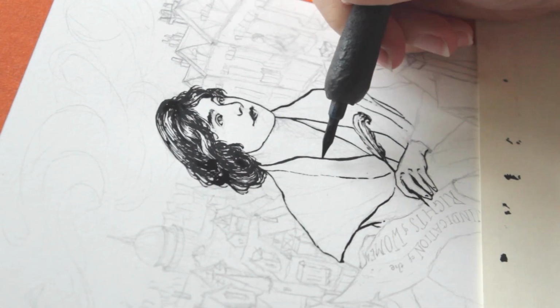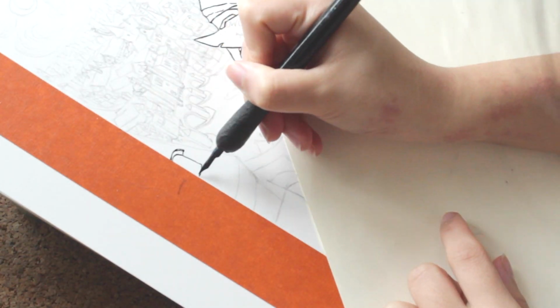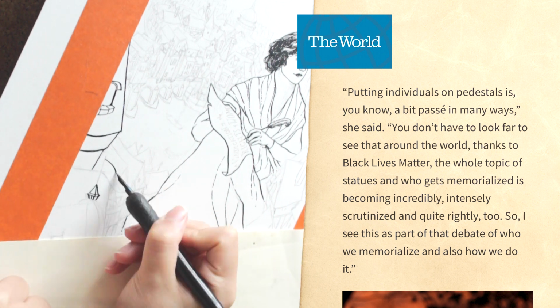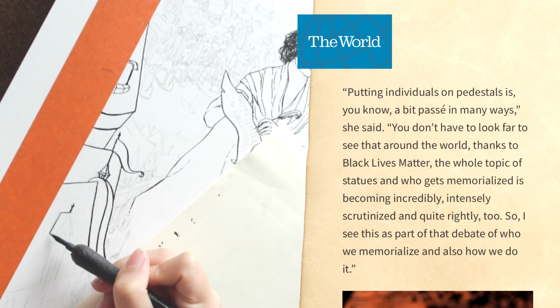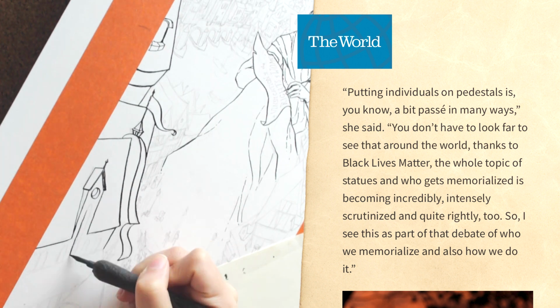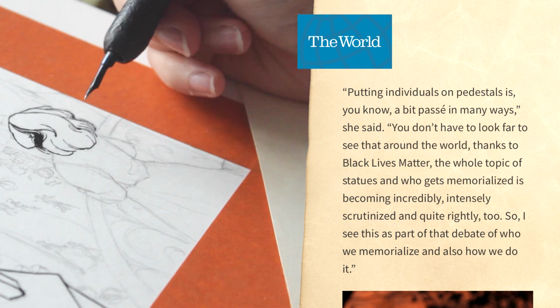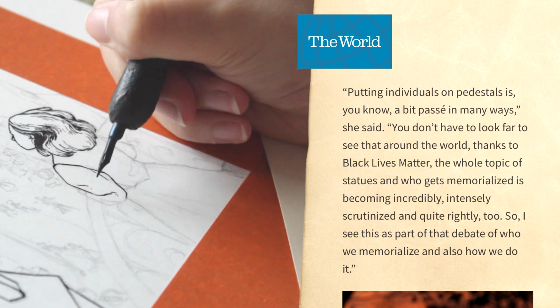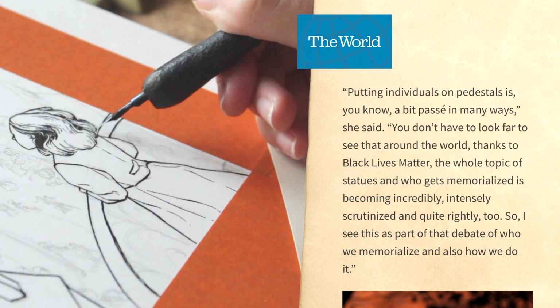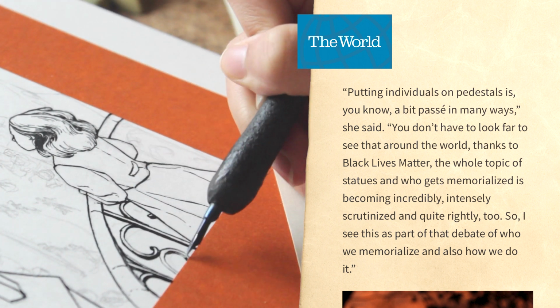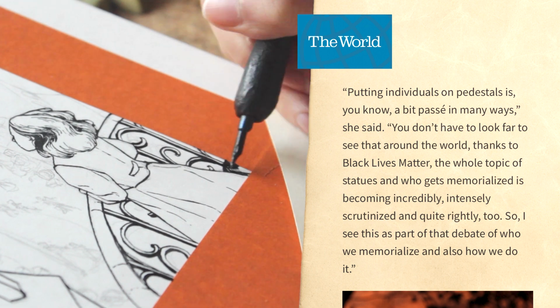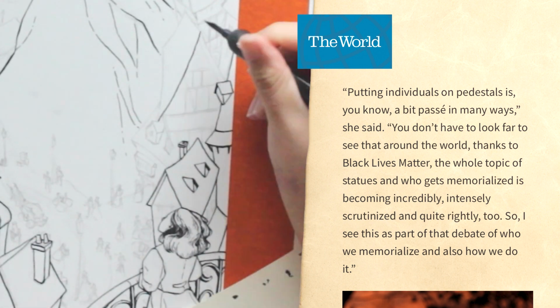Let's address the elephant in the room here. All together now, why didn't they just make a sculpture of her? Well, I'm glad you asked. In the same interview, Rowlett said, "Putting individuals on pedestals is a bit passé in many ways. You don't have to look far to see that around the world, thanks to Black Lives Matter, the whole topic of statues and who gets memorialized is becoming incredibly, intensely scrutinized, and quite rightly too. So I see this as part of that debate of who we memorialize and how we do it."